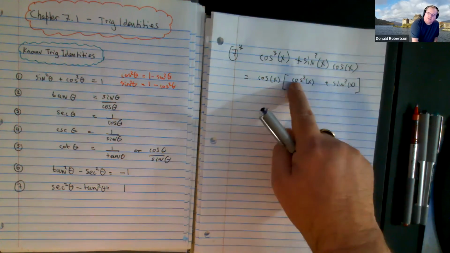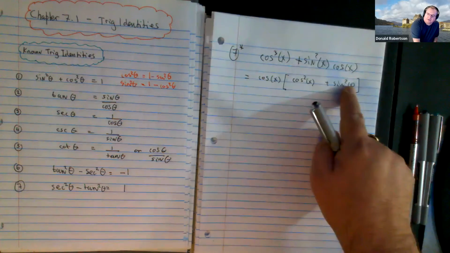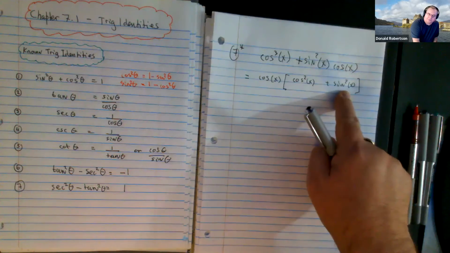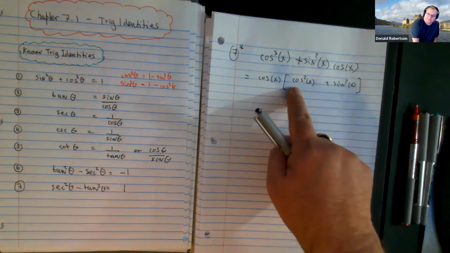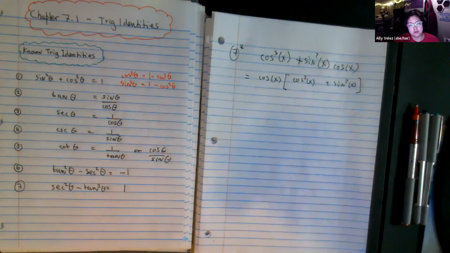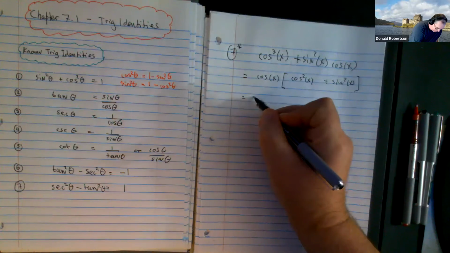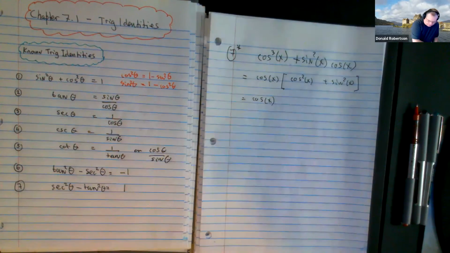Wait a minute, do you know that guy? What's he equal to? 1. Doesn't matter if it's sine squared plus cos squared or cos squared plus sine squared, it's the same thing, so it was 1. And cosine x times 1, there's a very, very nice answer. It's equal to cosine.